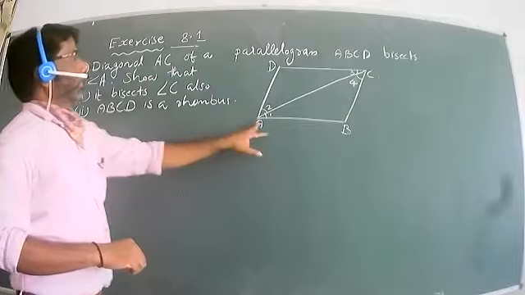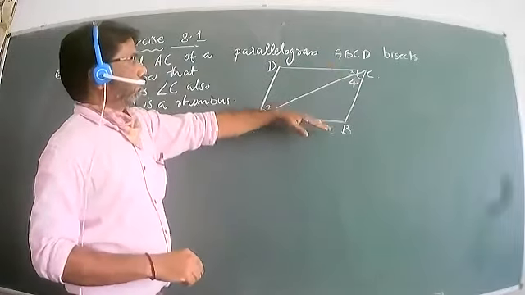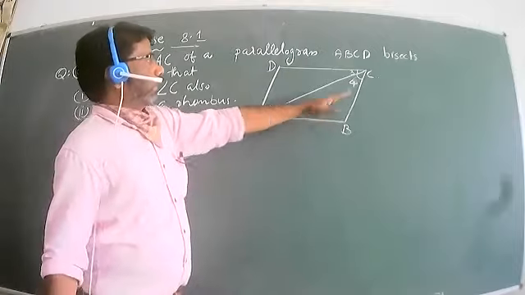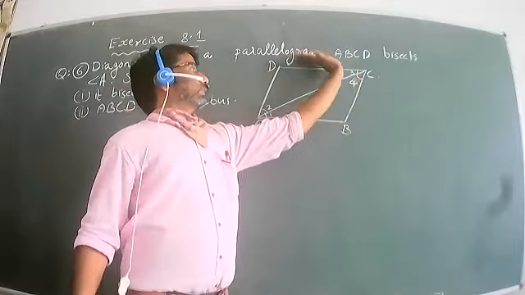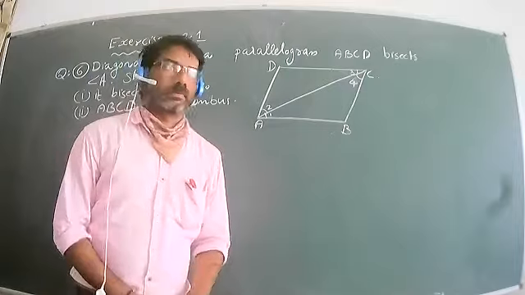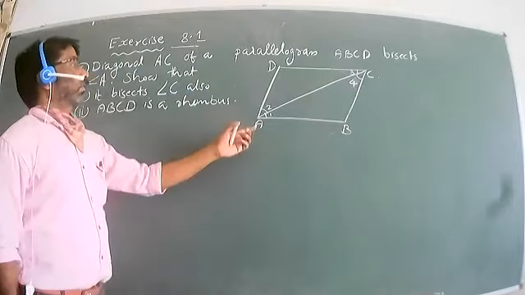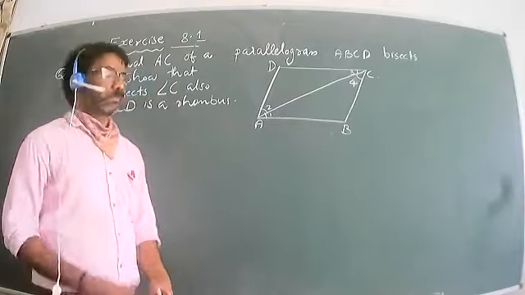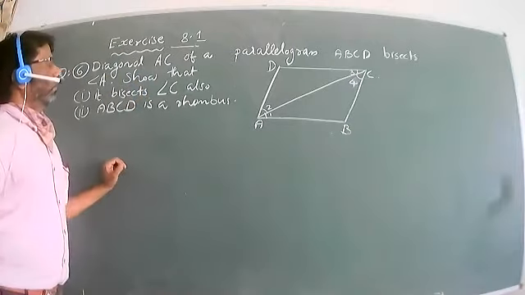So we want to prove that ABCD is a rhombus. That means we have to prove adjacent sides also should be equal. That is AB equal to BC equal to CD equal to DA. All the sides are equal. That thing we have to prove. Then only we can prove that ABCD is a rhombus. So for that, let us see what to do.